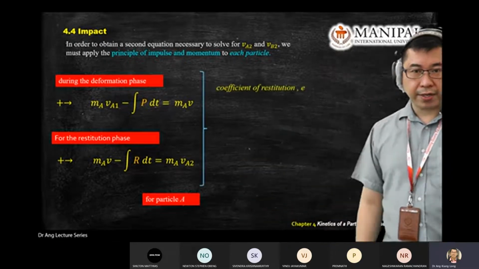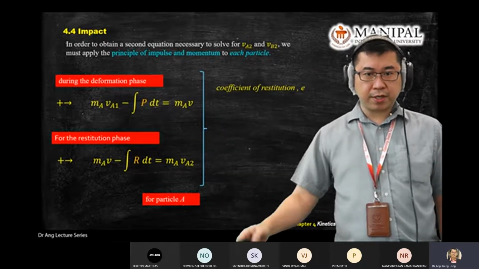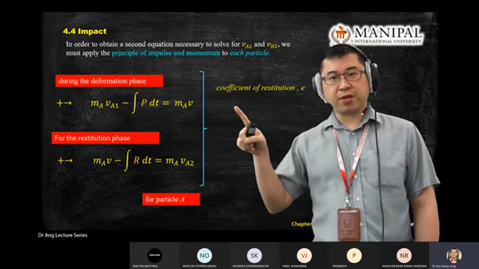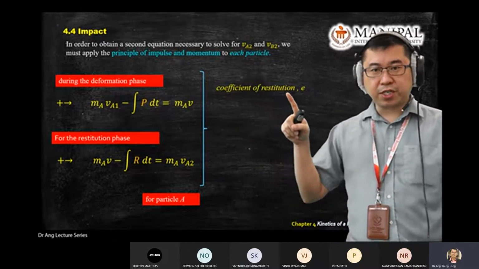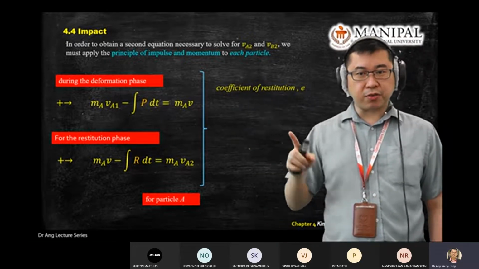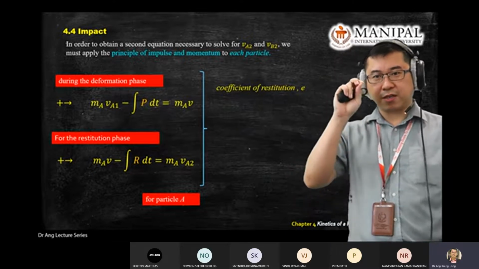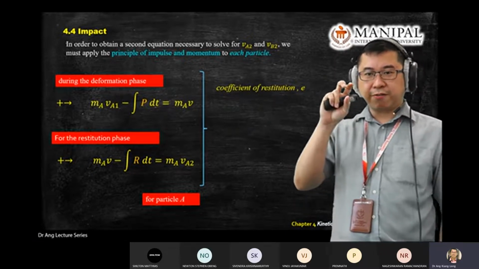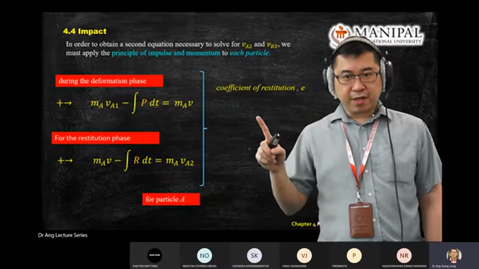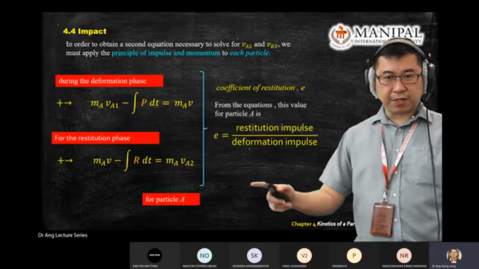So you can write, if you compare these two equations, you can develop one more new term for today. We call it the coefficient of restitution. We use E. Coefficient of restitution means the ratio, or the condition of the impact, or the change of the shape for the impact.